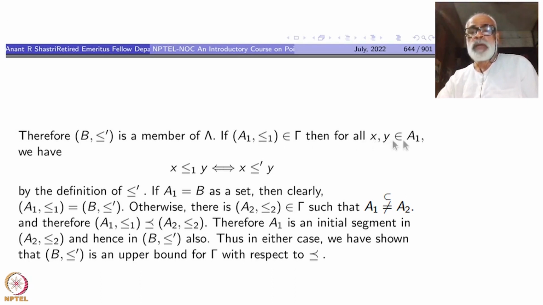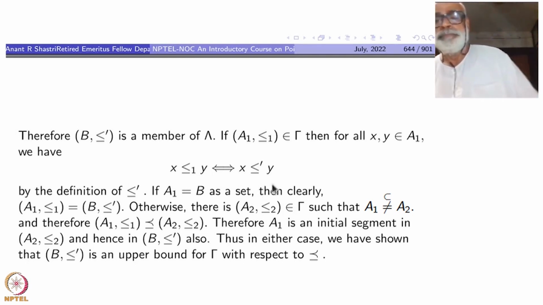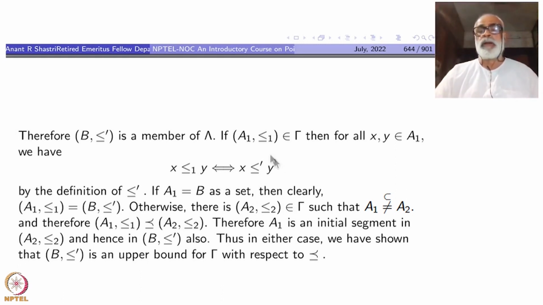Then for x and y inside A1, we have x less than or equal to y if and only if x is less than or equal to y prime, by the definition of this prime. This is the rule we have already. Therefore, one thing is clear, namely the order is fine. We have to show that A1 precedes B, that is what we have to show, right? So this condition is satisfied.